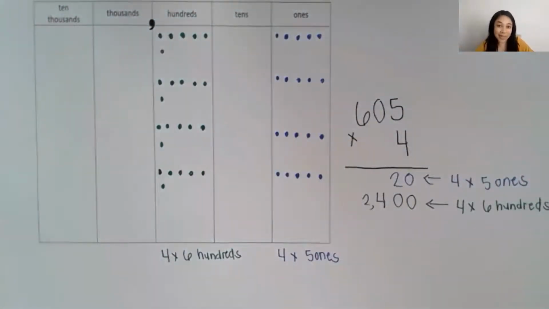Let's return back to the discs. Do we need to regroup? Yes, we can change 10 ones for 1 ten twice. We can also change 10 hundreds for 1 thousand twice as well. Let's regroup now.